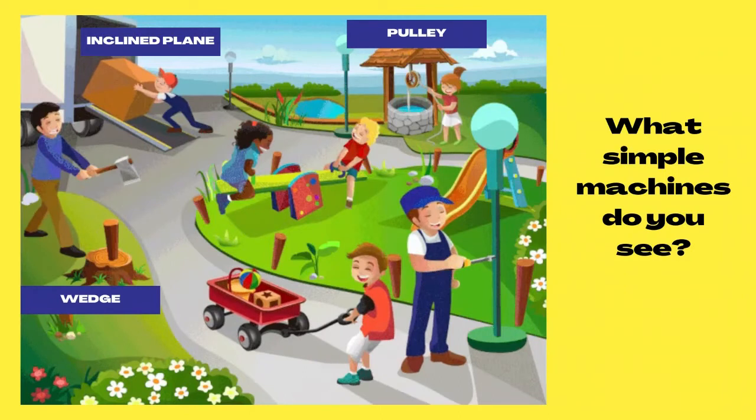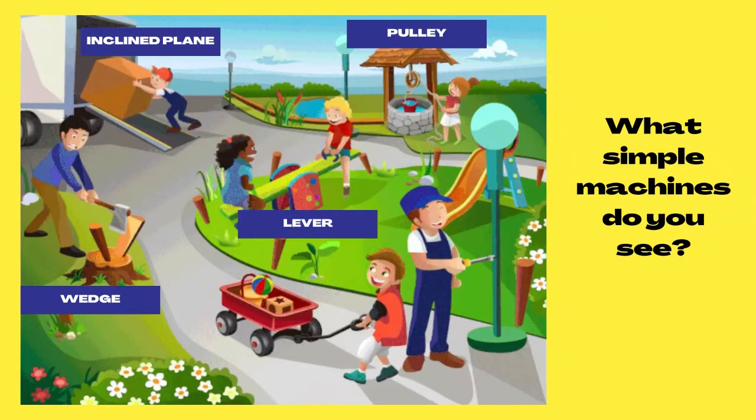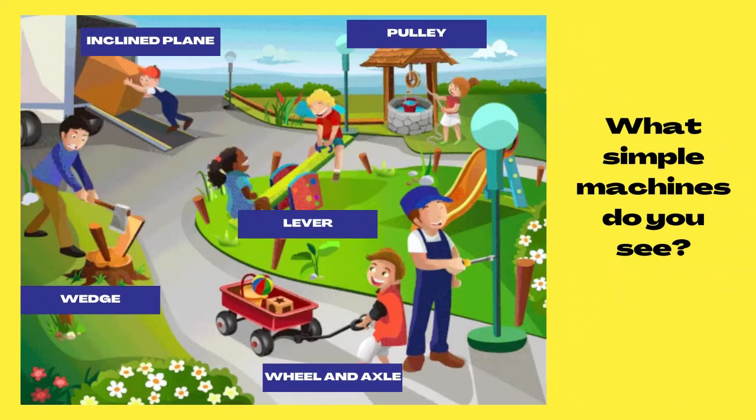Let's look at the 2 girls enjoying the seesaw. What kind of simple machine are they using? Very well said, children. Seesaw is an example of a lever. How about the boy pulling a cart? Is he using a simple machine? What kind? Amazing! That's wheel and axle.